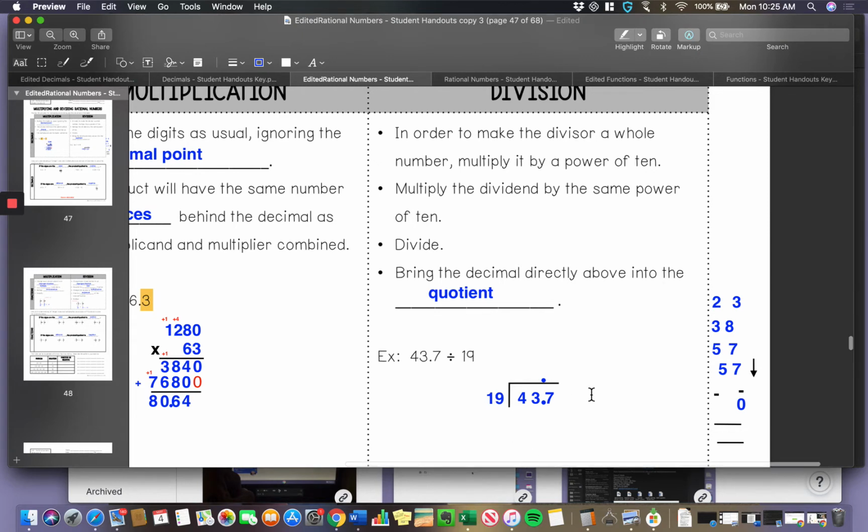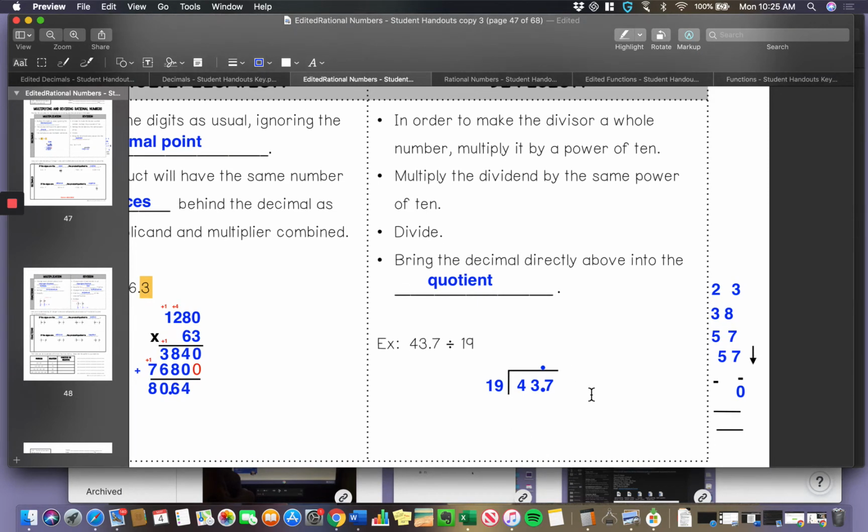So I set it up right here. We have 43.7, which is my dividend. My dividend goes inside and my divisor goes outside. So we're going to go ahead and get started. Can 19 go into 4? No. I leave it blank, but sometimes people will put an X above it just to show that it did not go in. But 19 can go into 43.